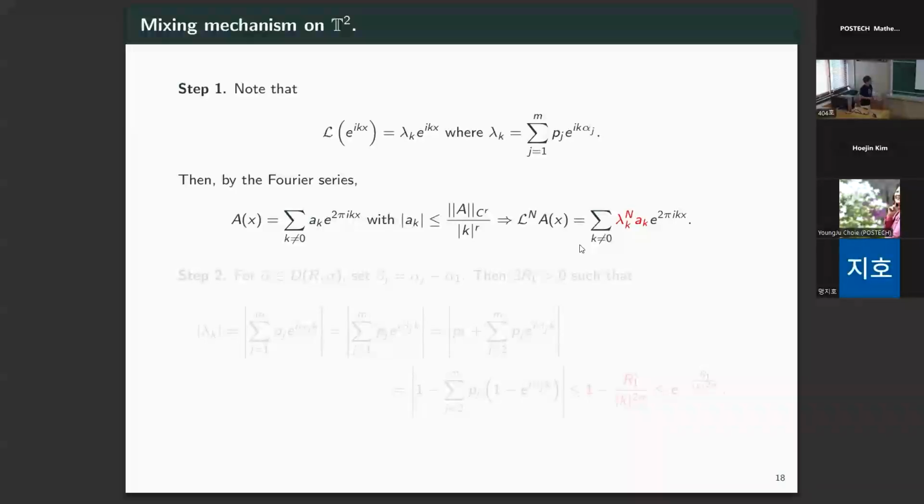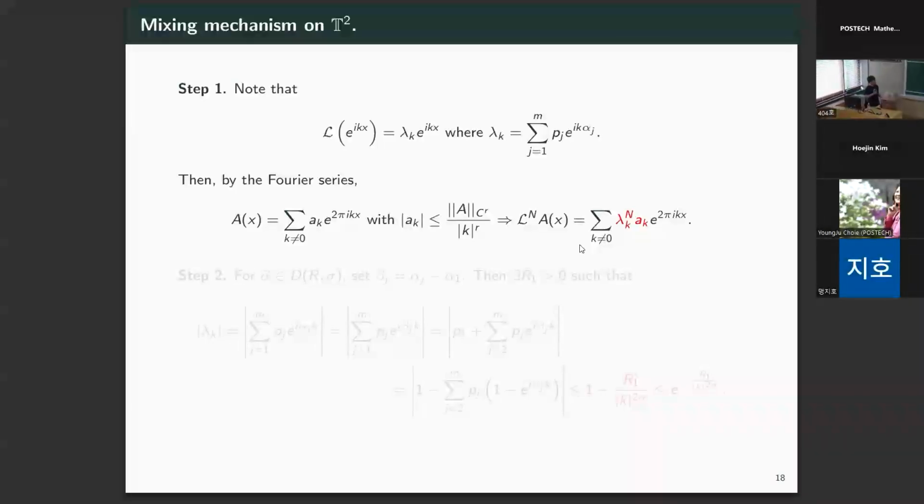And when A of x has some high regularity, let's say in C^r, then we can write that the Fourier coefficient decays as k to the minus r. And also, if you iterate n times, then from the first step, we have lambda k to the n, because e to the ikx is an eigenfunction with eigenvalue lambda k.